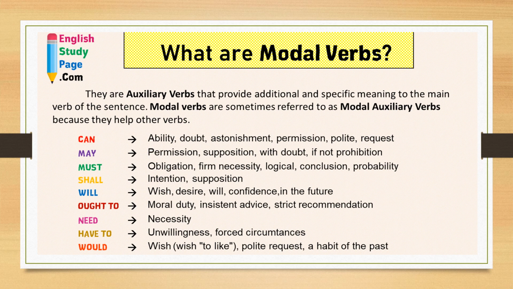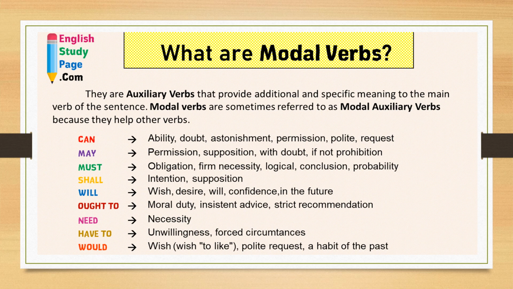Let us understand what are modal verbs in a bit of detail. They are auxiliary verbs that provide additional and specific meaning to the main verb of the sentence. Modal verbs are sometimes referred to as modal auxiliary verbs because they help other words. Now here are the examples of different kinds of modal verbs and when they are used. For example, can is used to show ability, doubt, astonishment, permission, politeness, or request. May is used to seek permission or to show supposition or doubt or prohibition.